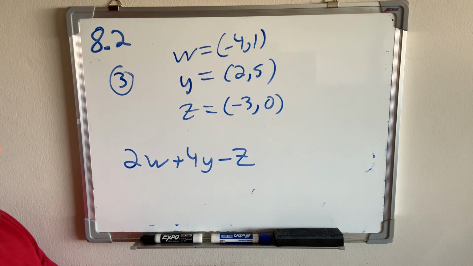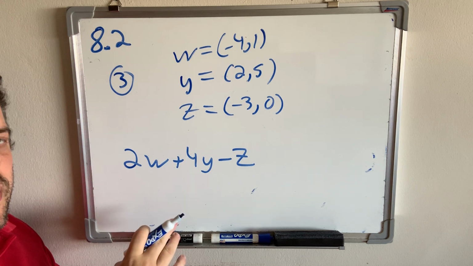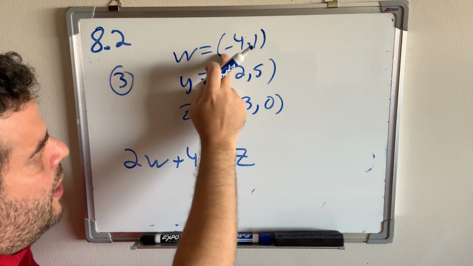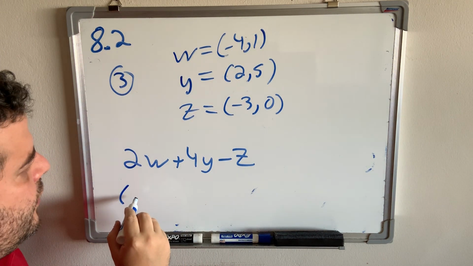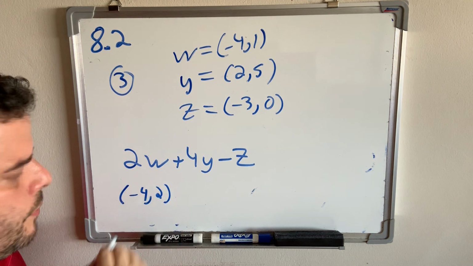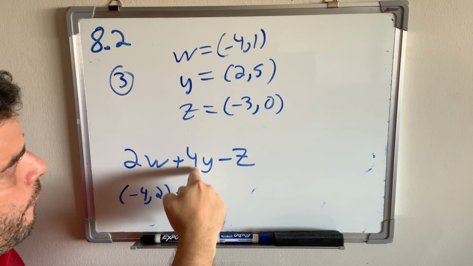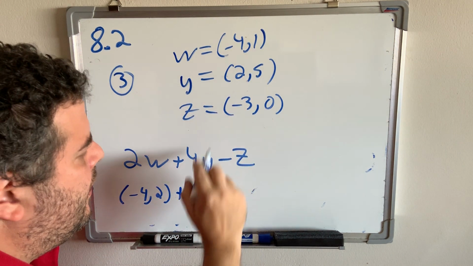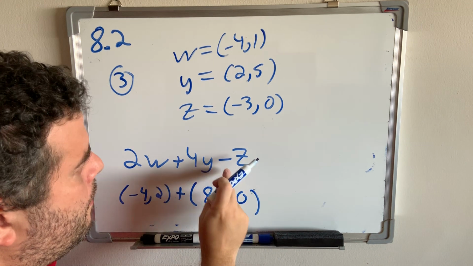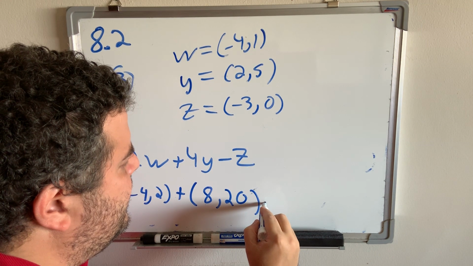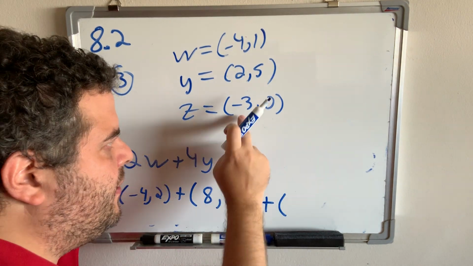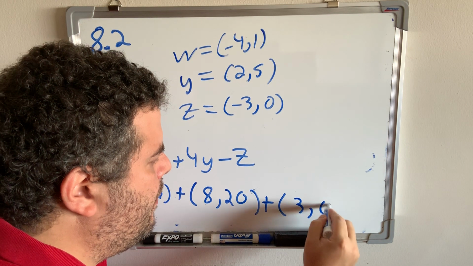So let's begin. I'm going to multiply. What I'm going to do is I'm going to scale everything and then just join it. So 2 times W will turn this into negative 4, 2, plus 4 times Y, 8, 20, minus Z. I'm just going to change the sign. I'm going to add, but I'm going to change the sign inside the parentheses. So this becomes 3 comma 0.